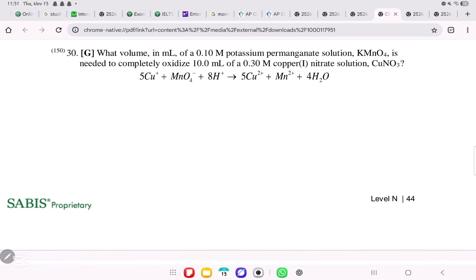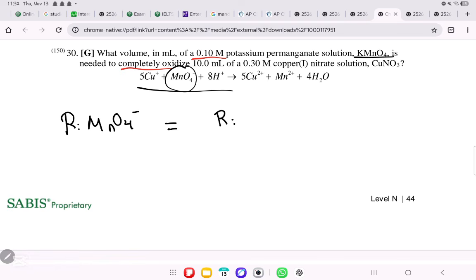What volume in milliliters of a 0.10 molarity potassium permanganate solution, okay, is needed to completely oxidize? So what does this mean? This means the number of moles, or let's not say the number of moles, the ratio, more preferable, of KMnO4, which if you look in the reactants is MnO4-. So the ratio of MnO4-, okay, should be equal to the ratio of copper nitrate. So they're only dealing with copper, should be equal to the ratio of copper.